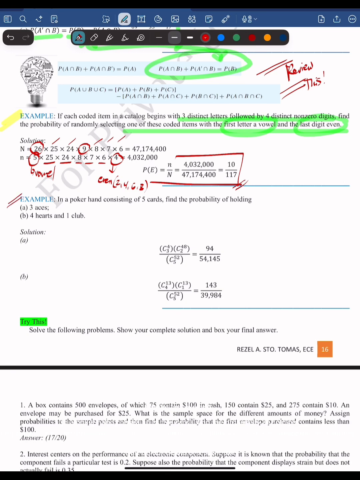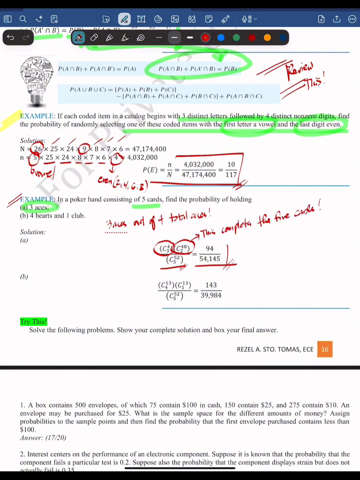For the last example, in a poker hand consisting of 5 cards, find the probability of holding, part A, 3 aces, part B, 4 hearts and 1 club. Let's solve each part. Part A, we need to choose 3 aces from the 4 available aces in the deck, and 2 other cards from the remaining 48 cards. The combination of 4 taken 3 at a time, multiplied by the combination of 48 taken 2 at a time, divided by the combination of 52 taken 5 at a time, equals 94 over 54,145.